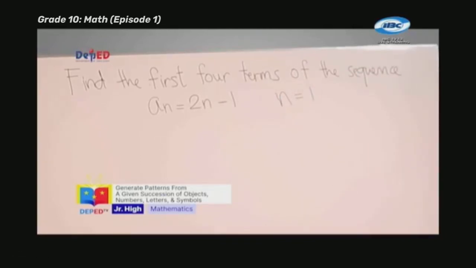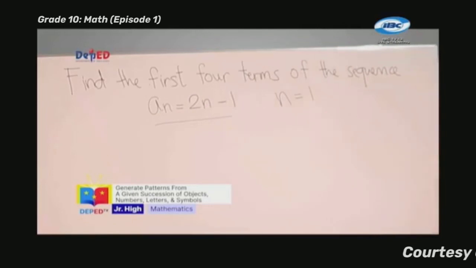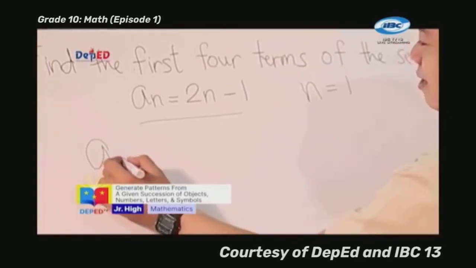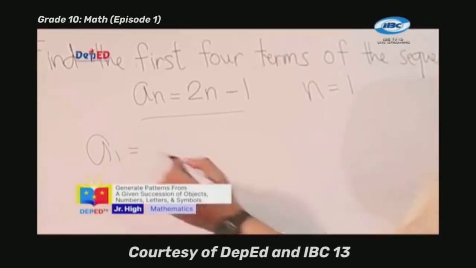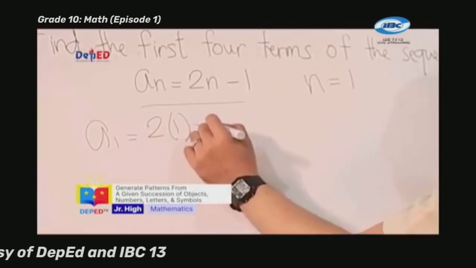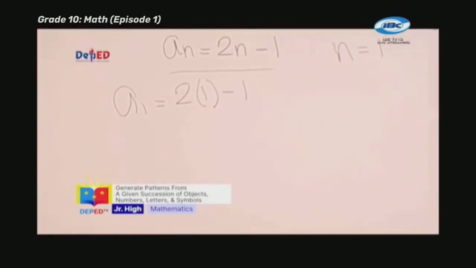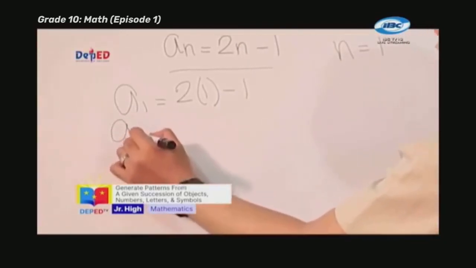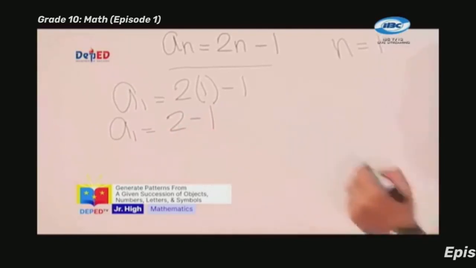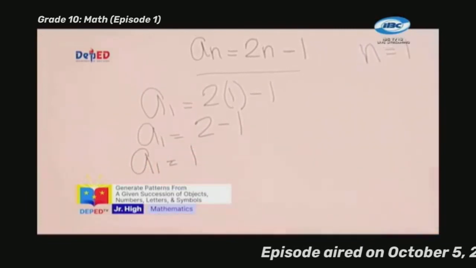First step, we're going to use the given general term, which is a sub n is equal to 2n minus 1. Next, we will substitute n by 1. So that will be a sub 1 is equal to 2 times 1 minus 1. Next, perform the operations. So you have a sub 1 is equal to 2 times 1, that's 2, minus 1. Simplify, you have a sub 1 is equal to 1.